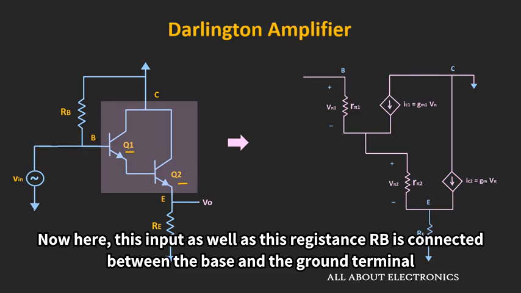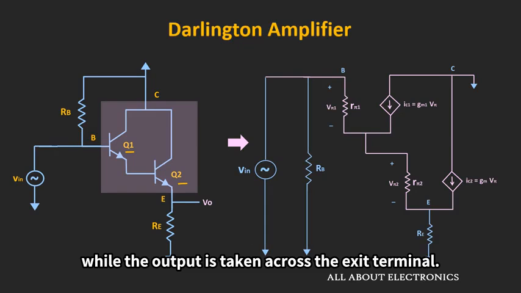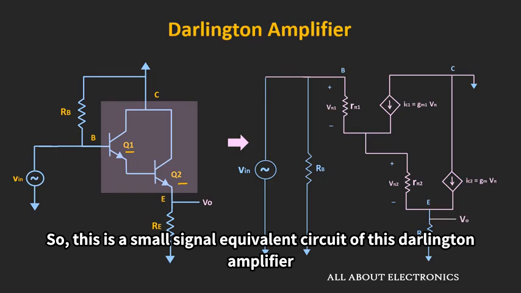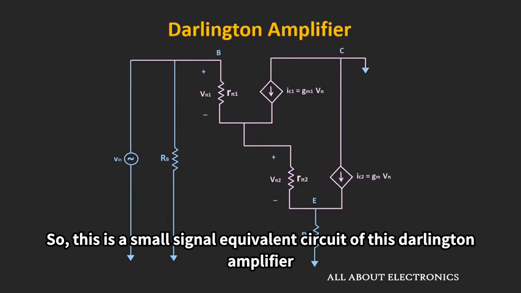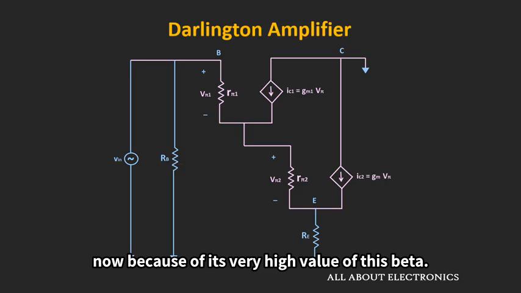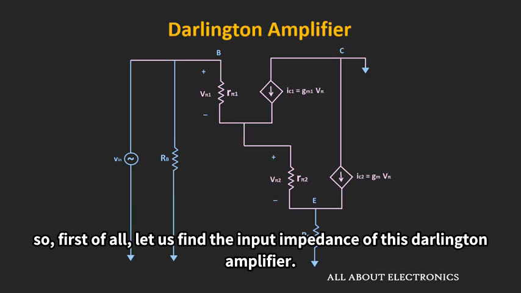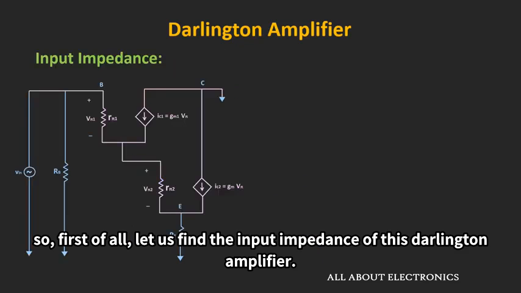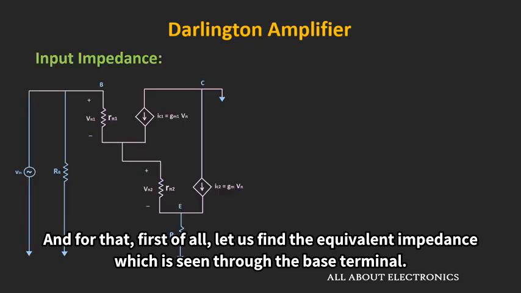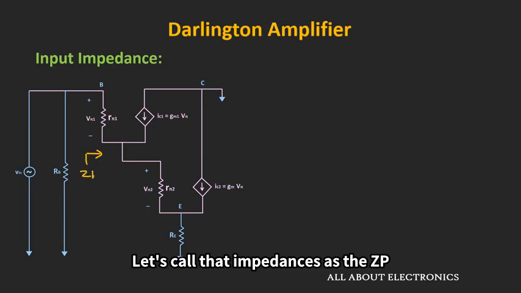Here, the input as well as the base resistor RB is connected between the base and the ground terminal, while the output is taken across the emitter terminal. This is the small signal equivalent circuit of this Darlington amplifier. Because of its very high value of beta, this Darlington amplifier provides a very high input impedance. So first of all, let us find the input impedance of this Darlington amplifier. For that, first let us find the equivalent impedance seen through the base terminal. Let's call that impedance ZB.